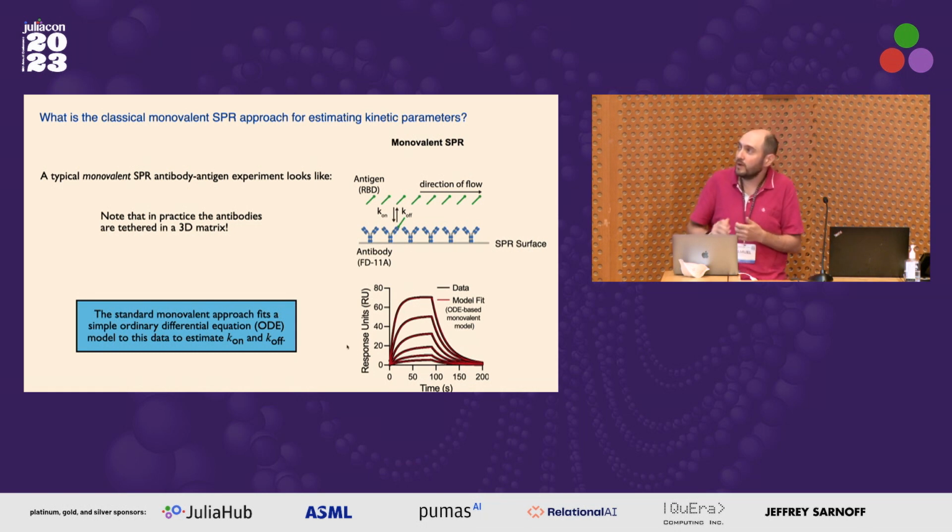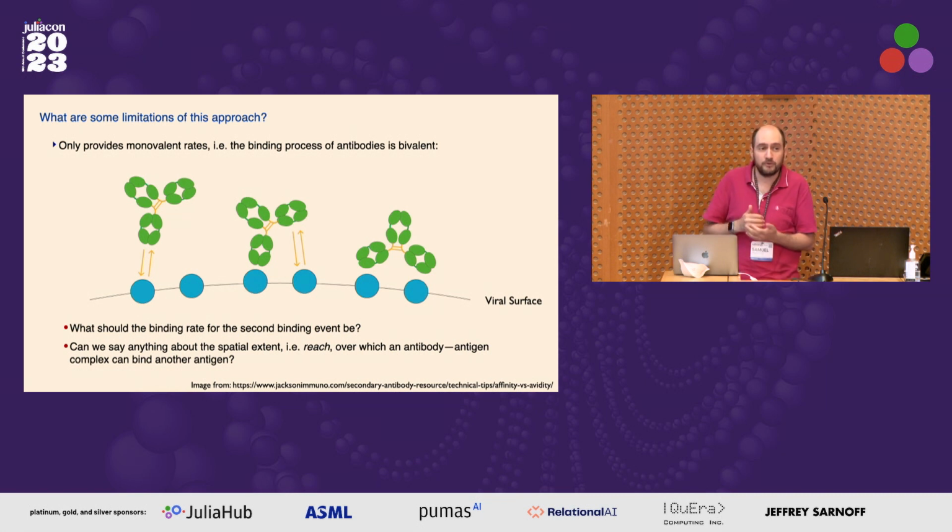And the standard thing that one would then do is to fit an ODE model to, say, these 6 curves simultaneously to try to estimate those 2 parameters, okay? And this comes built into all SPR software as far as I'm aware, and it's kind of a standard thing. But there's some problems with that approach in a few different ways.